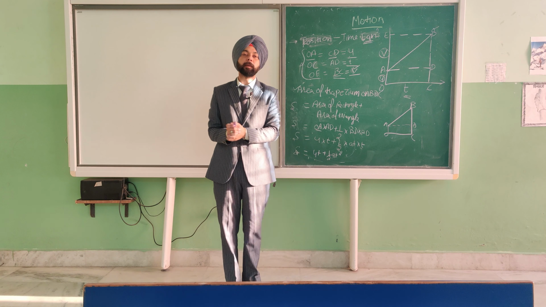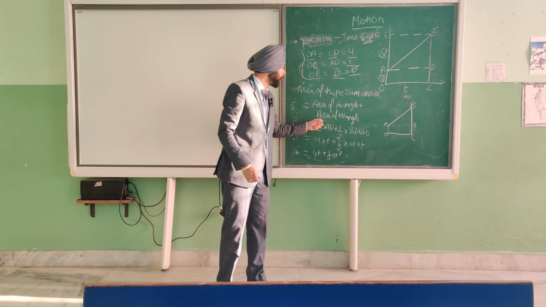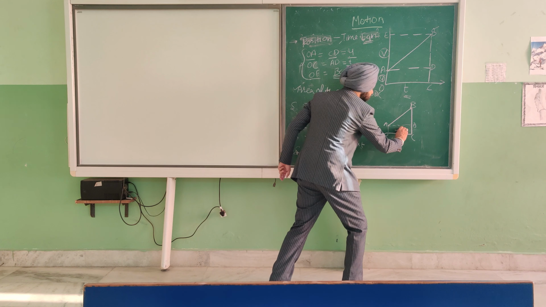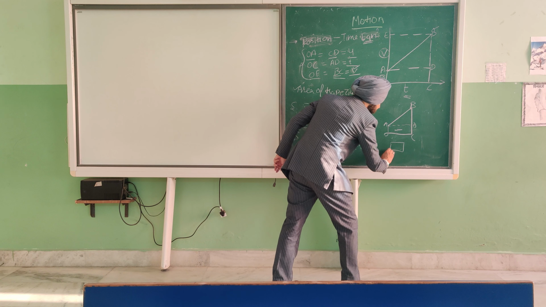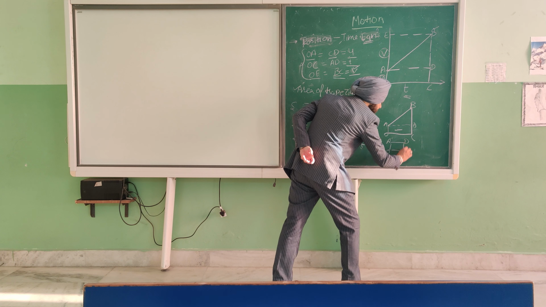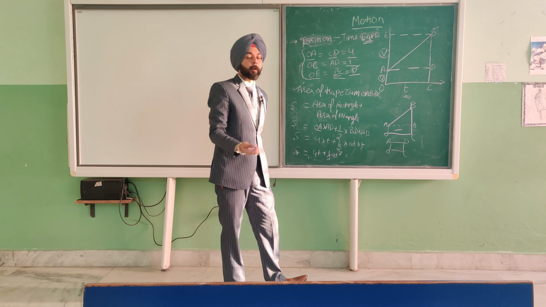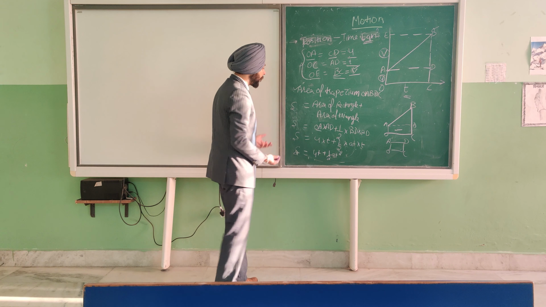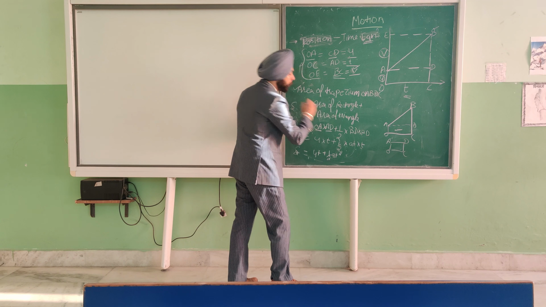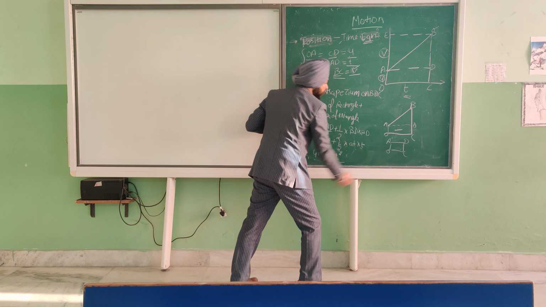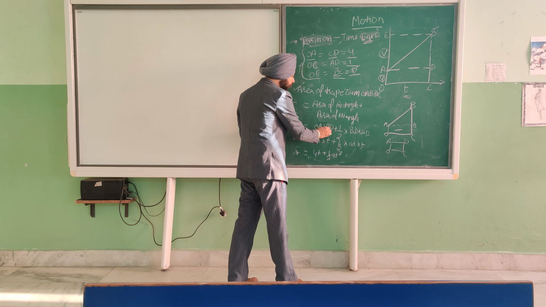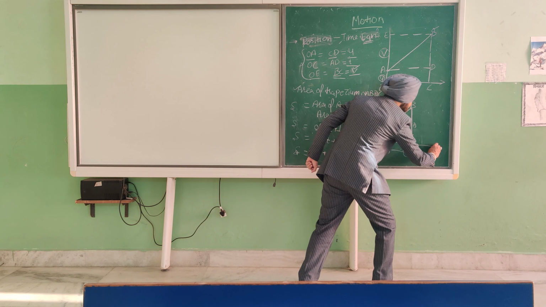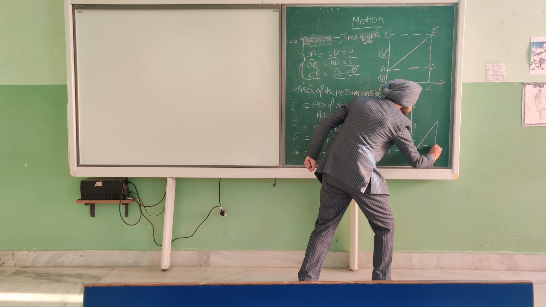What is the formula for the area of a trapezium? Area of rectangle plus area of triangle. There are two things here. This one is the rectangle, OADC. Area of rectangle is equal to length into breadth, so we can put the value OA into AD, length into breadth. And second, the area of triangle. Which one is the triangle? This one, ADB.